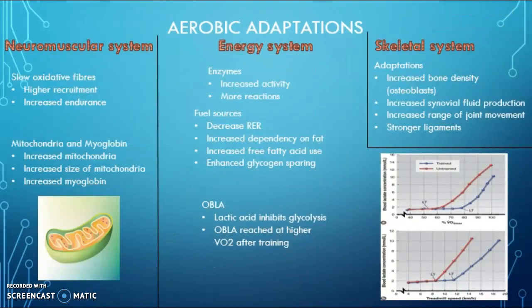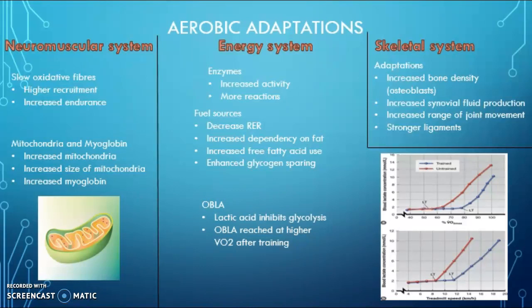The neuromuscular system adapts by having an increased recruitment of slow oxidative fibers, and slow oxidative fibers will have an increased endurance, so you can work out for longer. Also, there is an increase in mitochondria, so more ATP can be synthesized, so there is a higher energy production. Another adaptation would be increased myoglobin, so more oxygen can be held in the muscles ready for respiration.